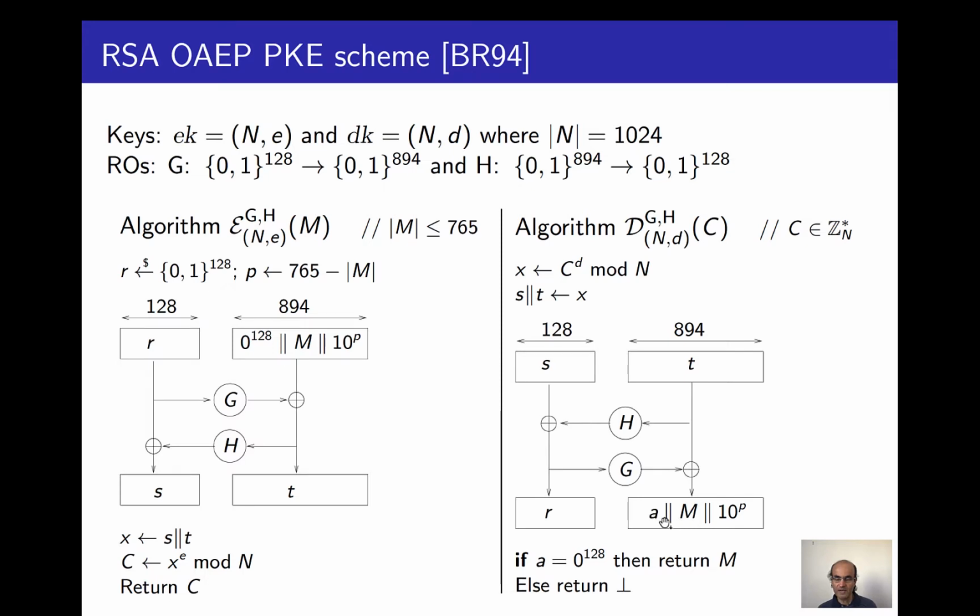What it gets here, it parses. It just lets A be the first 128 bits, then it seeks the first 1 from the left, and everything to the left of that before A, it views as the message. It doesn't directly return the message. It first checks that this really is the string of all zeros. And if so, it returns the message, else not. This check is to limit the power of chosen ciphertext attacks and ensure chosen ciphertext attack security.